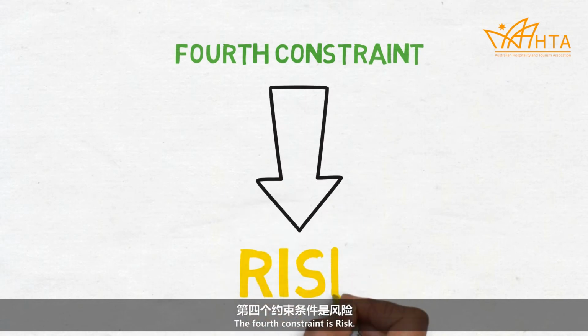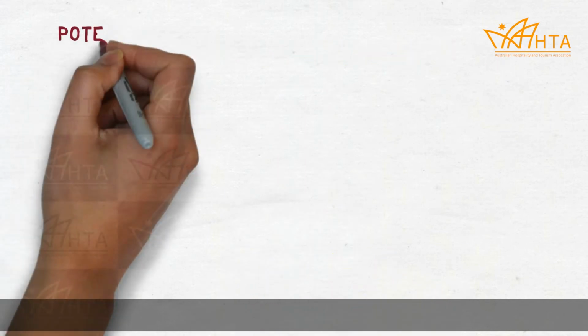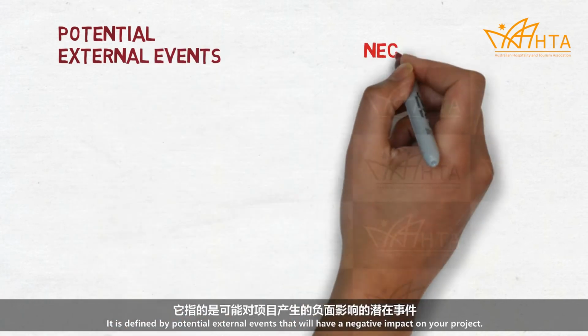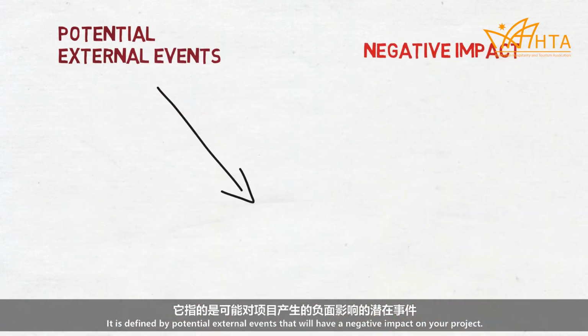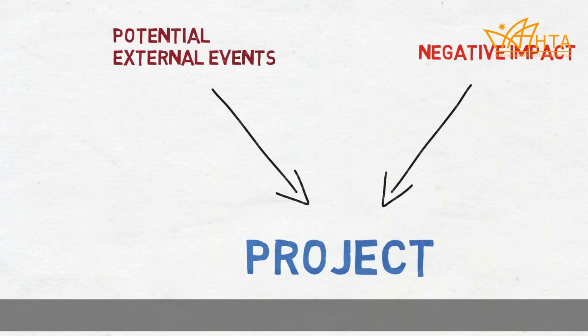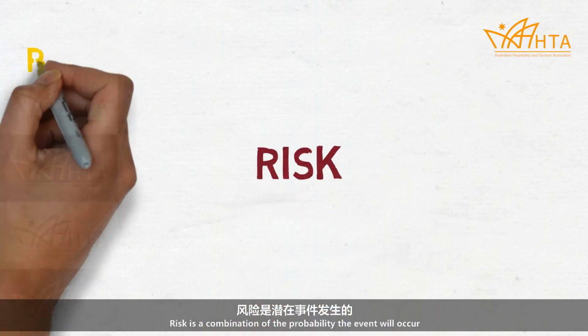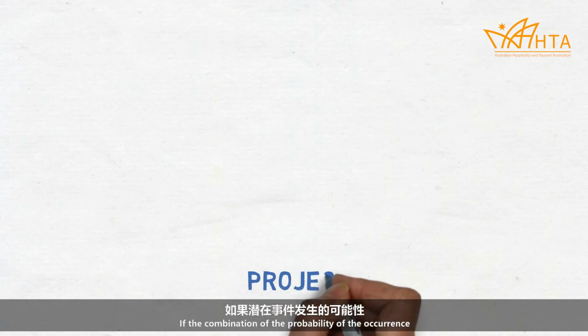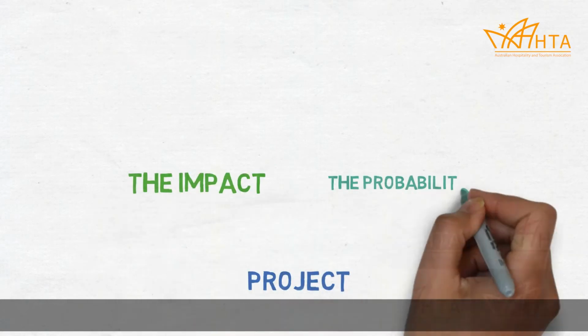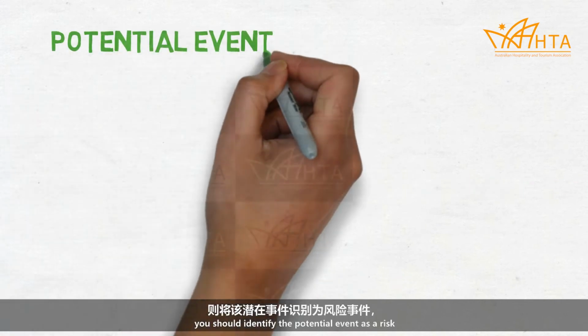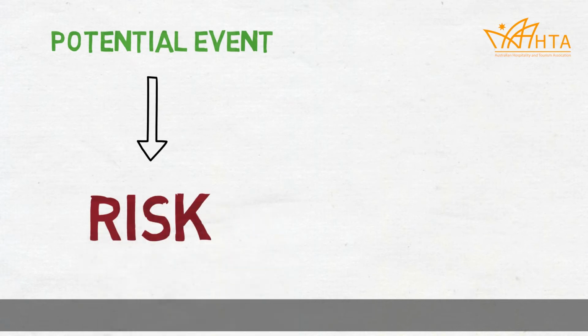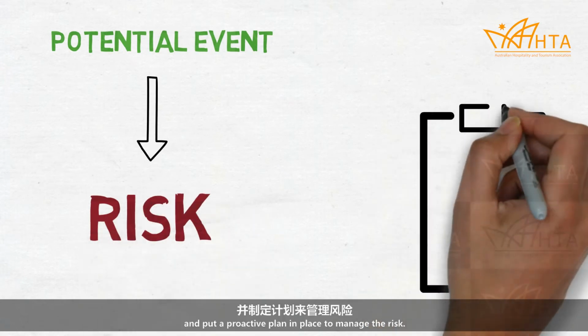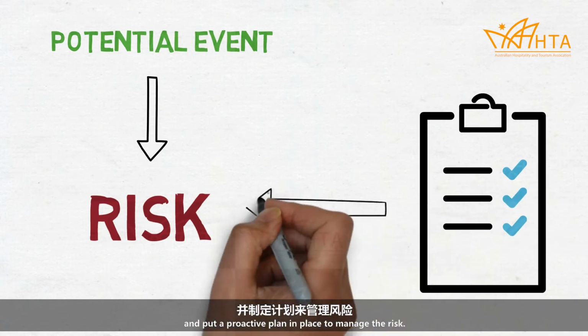The fourth constraint is risk. It is defined by potential external events that will have a negative impact on your project. Risk is a combination of the probability the event will occur and the impact on the project if the event occurs. If the combination of the probability of the occurrence and the impact on the project is too high, you should identify the potential event as a risk and put a proactive plan in place to manage the risk.